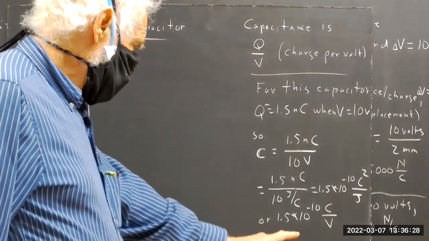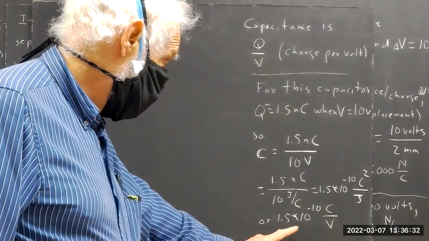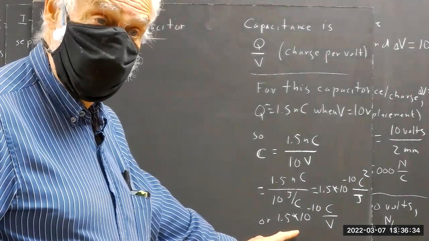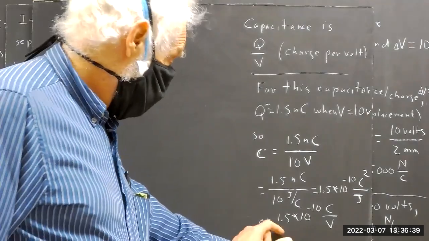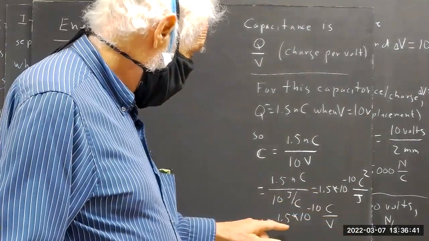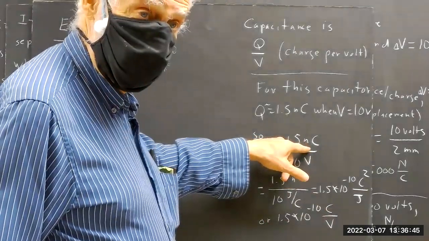Okay, this means that every volt we put on that thing, we get 1.5 times 10 to the negative 10th coulombs, right? So if we put 10 volts on it, we'll multiply this by 10 volts, and we get 1.5 times 10 to the negative 9th coulombs, which is what we figured we have.